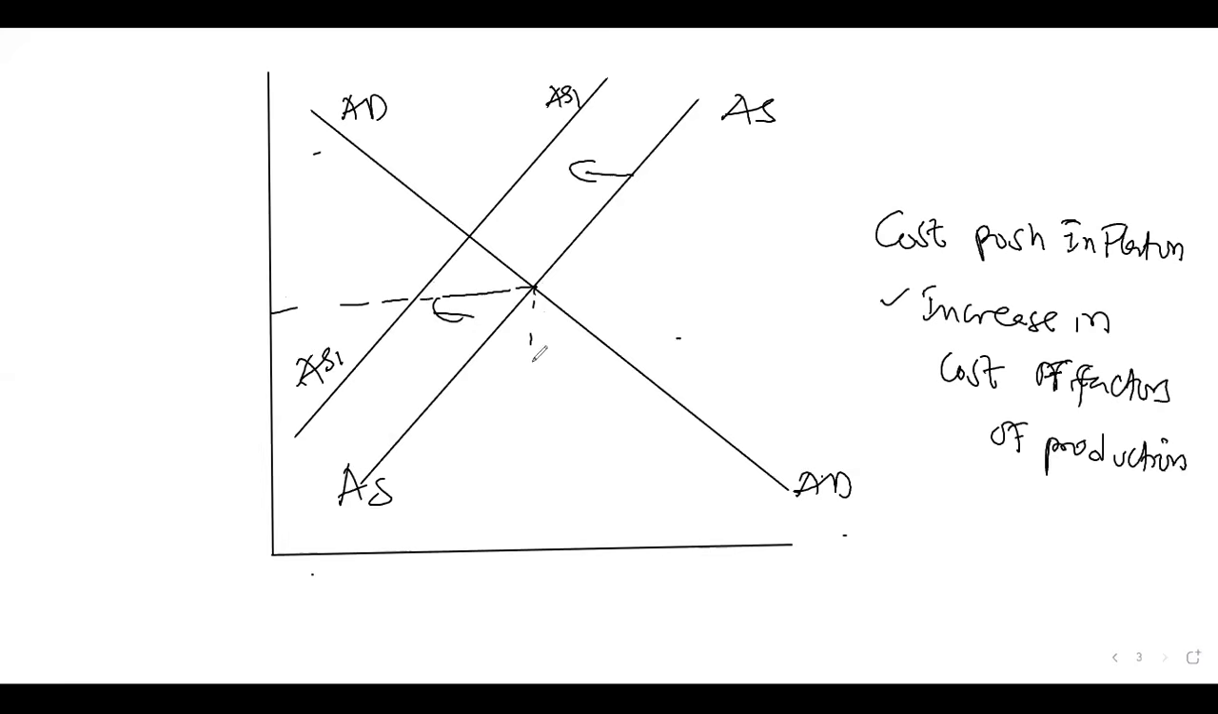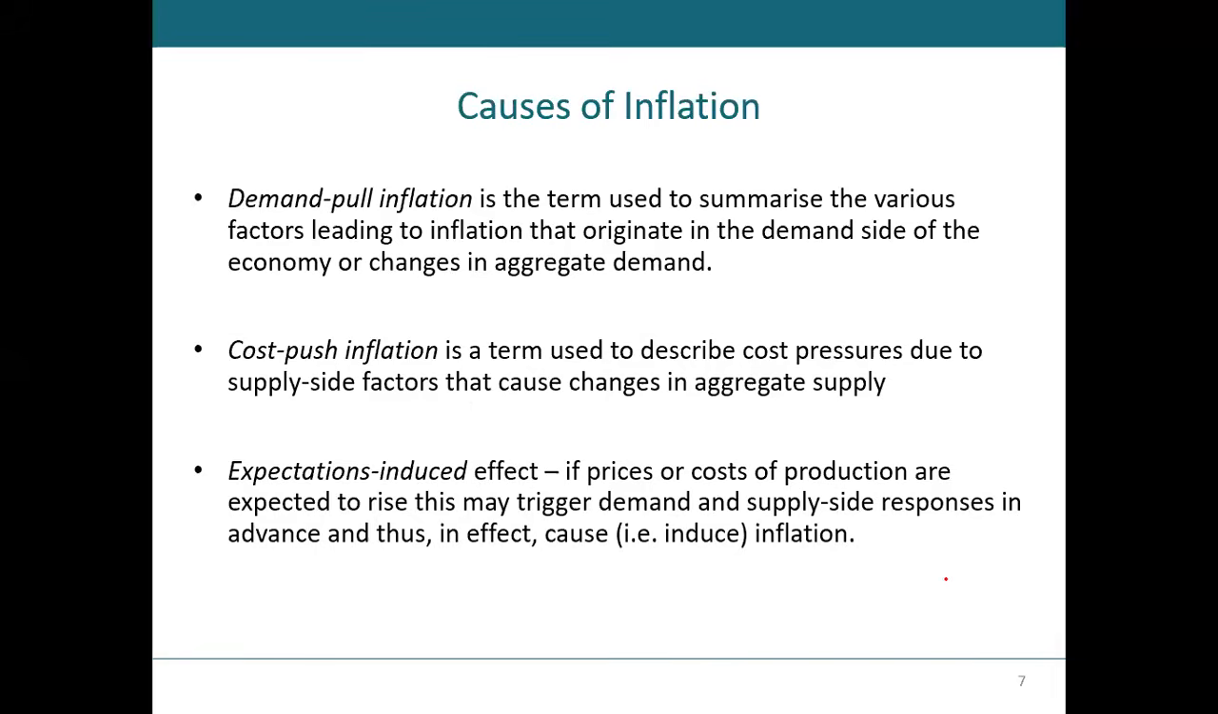And once aggregate supply decreases, prices are going to shoot up, okay? So this is what we call the cost push inflation, all right? Now, the next one is the expectations induced effect.